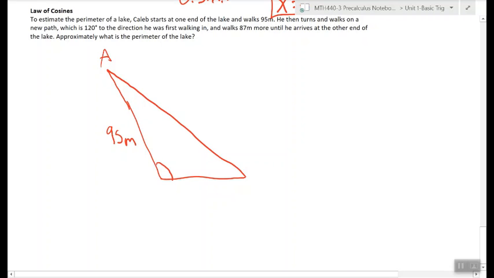So we can draw our triangular lake first. Let's do that better. Here's our new triangle. So this is where he starts, 95 meters, 120 degrees, another 87 meters.